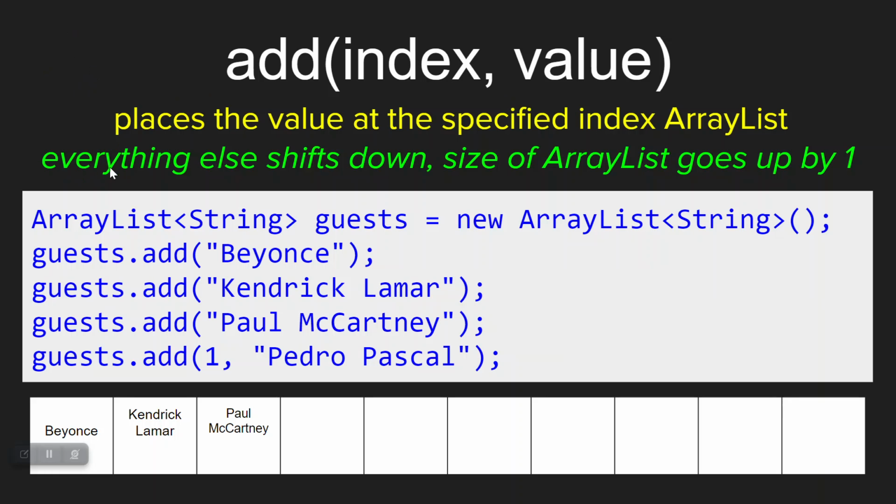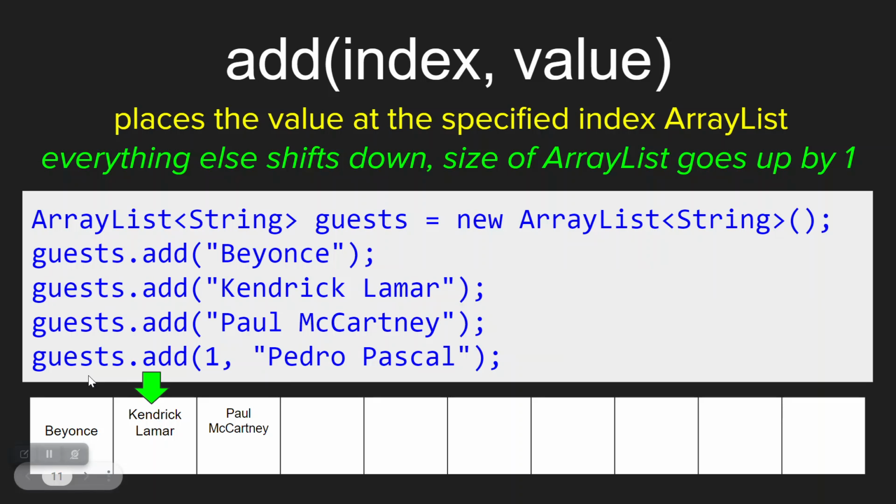And it's important to note that everything else shifts down and the size of the ArrayList goes up by 1. So let's say I wanted to invite Pedro Pascal as well. And let's say I wanted him to actually be in this position right here at index 1. I would say guests.add(1, "Pedro Pascal").